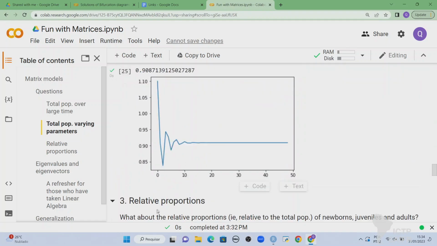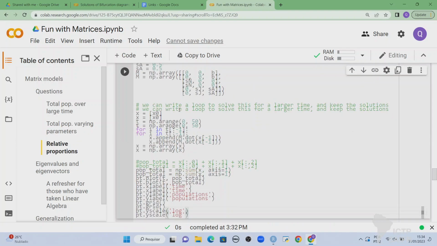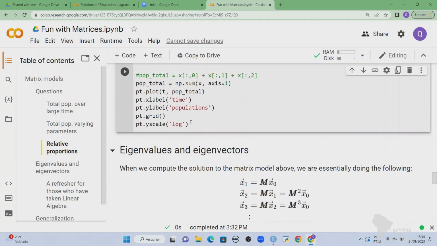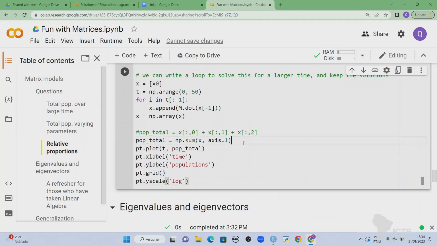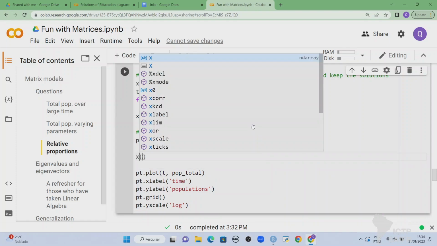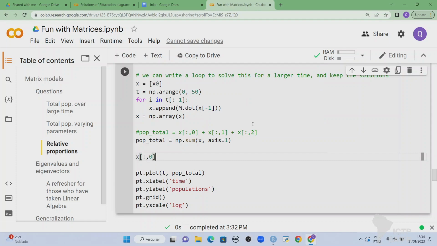But now let me go back to the original parameter with B equals 4 over here. And now what I want is the relative proportions. So now, instead of having x, I will say that x0, the first column, I don't want it to be the total population, but I want it to be the population relative to the total population. So I'm going to say that x0 will now be x0 divided by the total population. Yeah, and the same thing for x1 and x2.